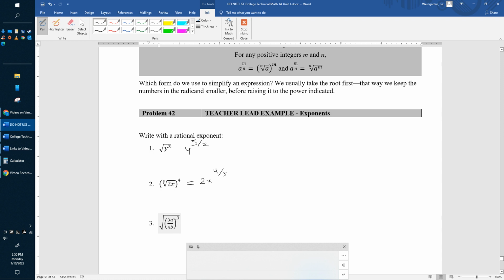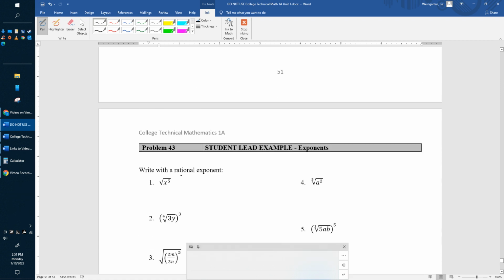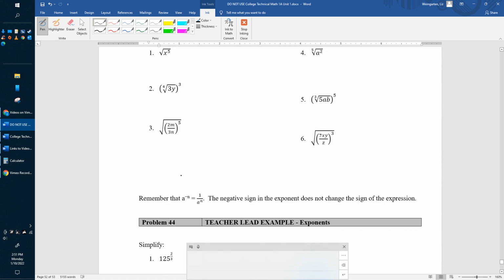We have 3a over 4b to the 3rd, but we're taking the square root of it. So that's 3a over 4b to the 3/2, because it's taken to the 3rd power, but the root is half. The root always has to go in the denominator. So go ahead and work on problem 43.